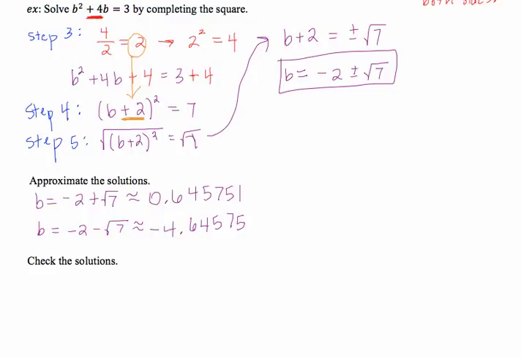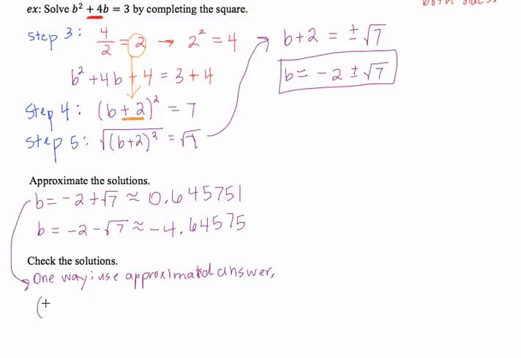Okay, so let's check. Now I'm going to show you two ways to check. I'll do one way with this first solution and the other way with the other solution. One way to check is to use the approximated version of the answer. To do that, you'll need a calculator. To do the other method, you won't need a calculator. So you would plug it in. You want to go back to the original equation and make sure it solves that original equation. So you would plug that in for b.